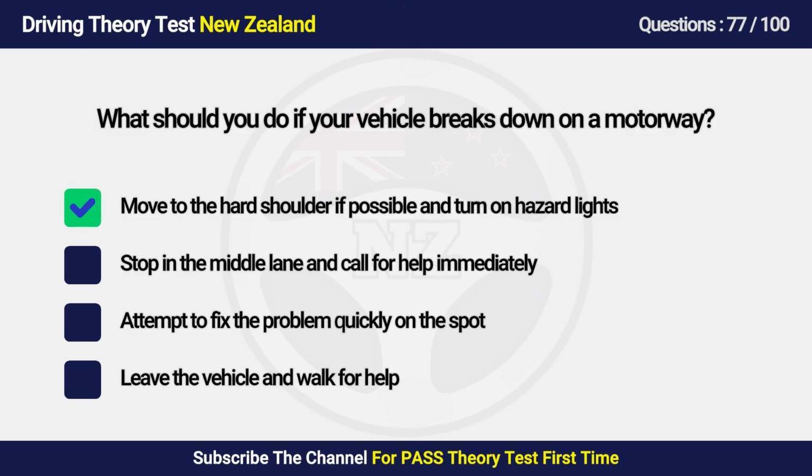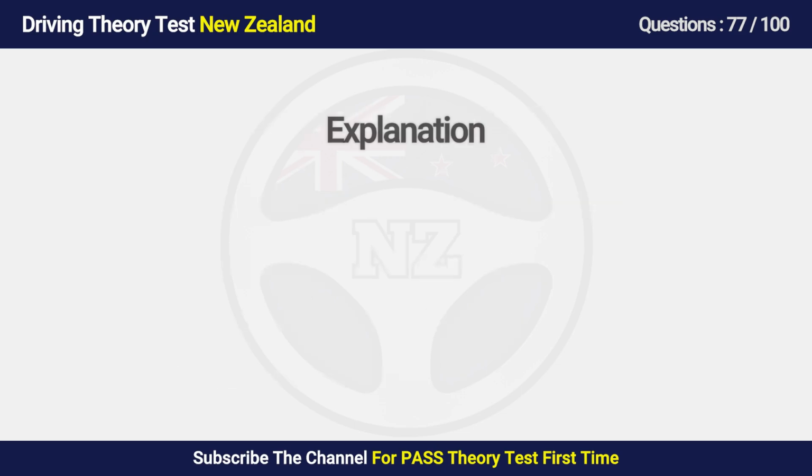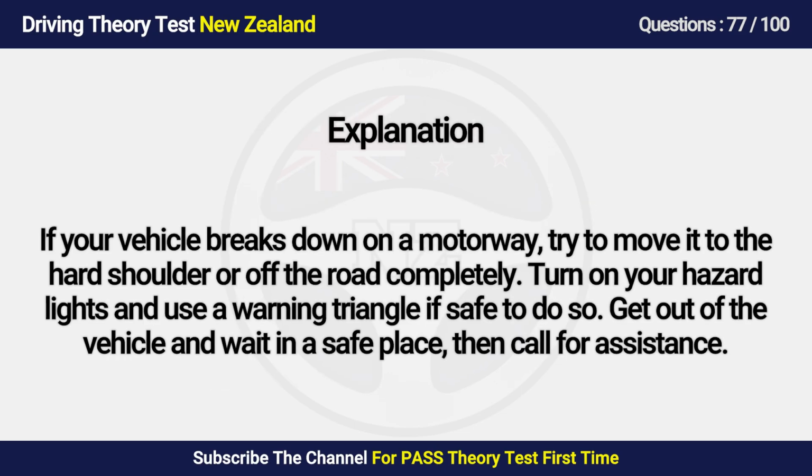Answer is A. Move to the hard shoulder if possible and turn on hazard lights. If your vehicle breaks down on a motorway, try to move it to the hard shoulder or off the road completely. Turn on your hazard lights and use a warning triangle if safe to do so. Get out of the vehicle and wait in a safe place, then call for assistance.